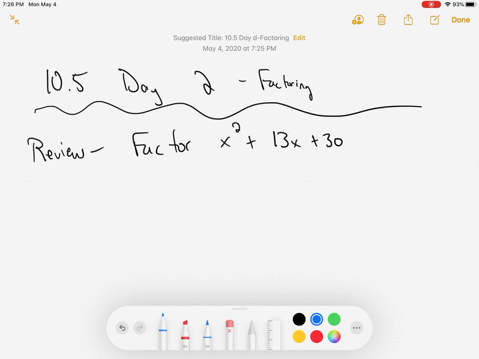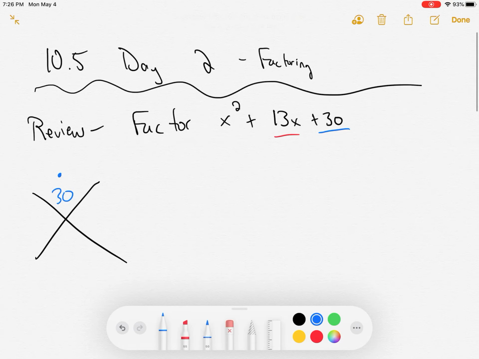Just to review from 2 days ago, remember when we factor, we are looking for numbers that multiply to this number and add to this number. So multiply to the end and add to the middle. We created a diamond and we said, okay, we want numbers that multiply to 30 and add to 13. In this case, I hope you remember that 10 plus 3 is 13, and 10 times 3 is 30.